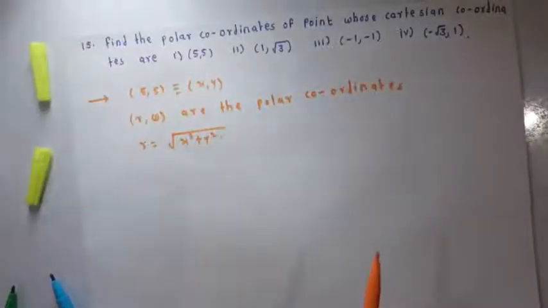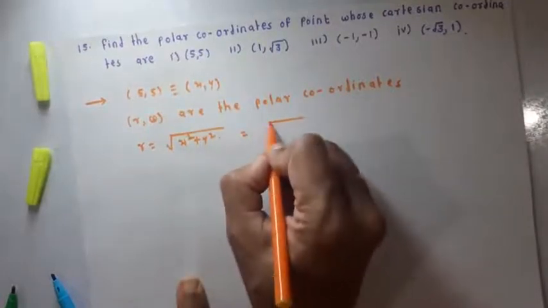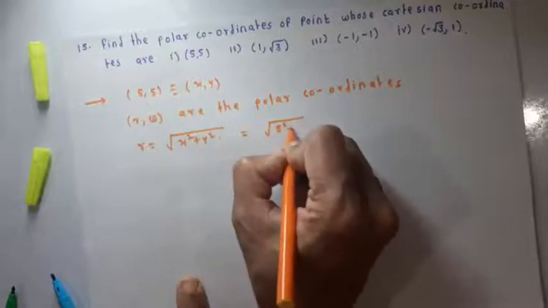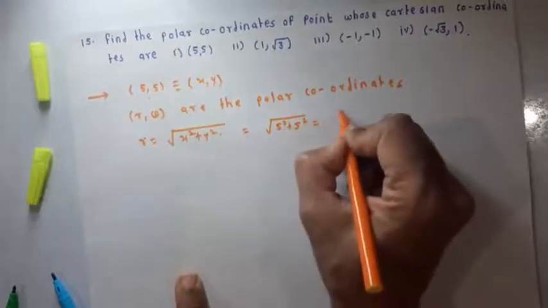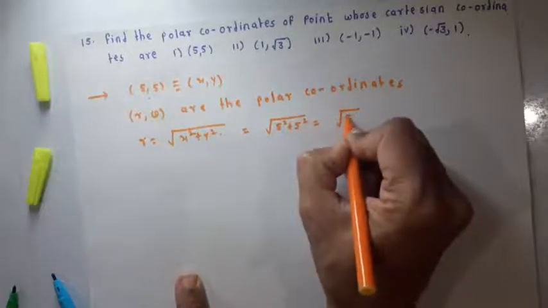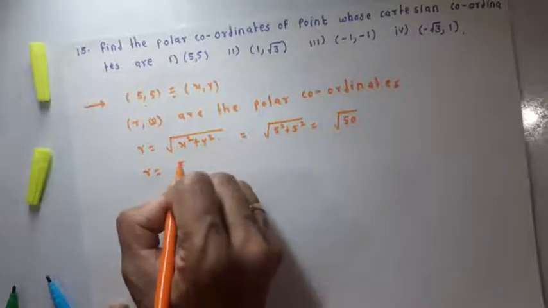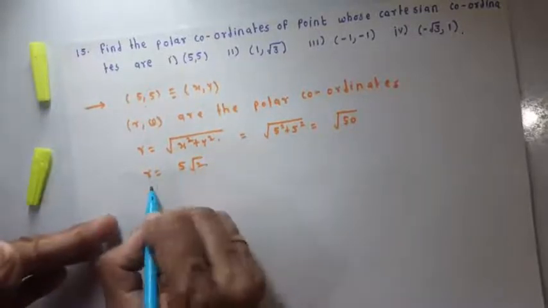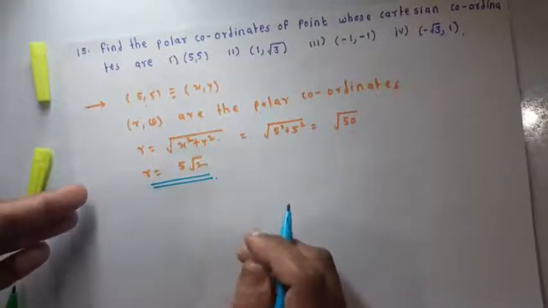Okay, so here, what is the value of x? x is 5 and y is 5. So 5 square plus 5 square, that is equal to 25 plus 25. This is the square root of 50, and r equal to square root of 50 is 5 root 2. This is the value of r.